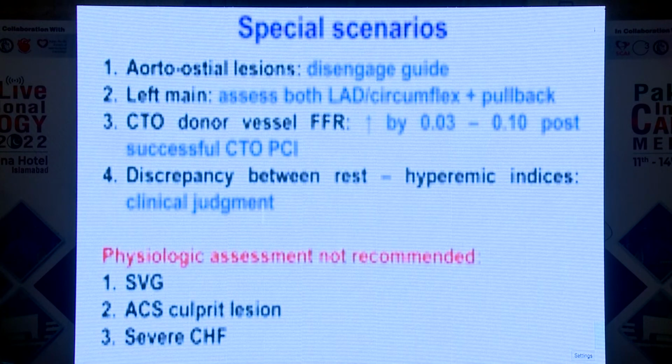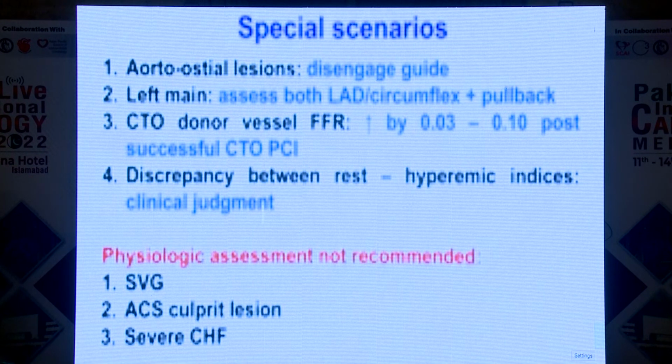We haven't had this over here, co-registration, but in the US, the IFR combination of co-registration is being routinely used, very helpful. Special scenarios to keep in mind: aorto-ostial regions, always disengage the guide. Left main, assess both LAD and left circumflex and pull back. And remember some of the studies that have been done with left main, not large, a few hundred patients. Of the left mains which are 50% lesions, only about 20 to 30% of patients in some of these series had actually significant FFR. So before you commit somebody with left main to bypass, make sure that you are sure, and just do an FFR and IVUS to corroborate as well.